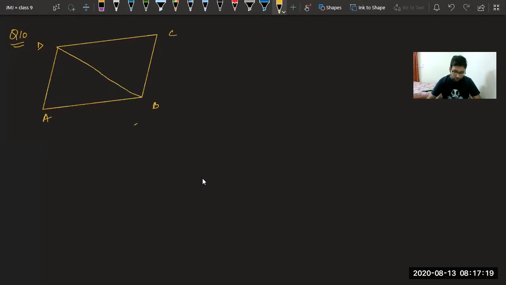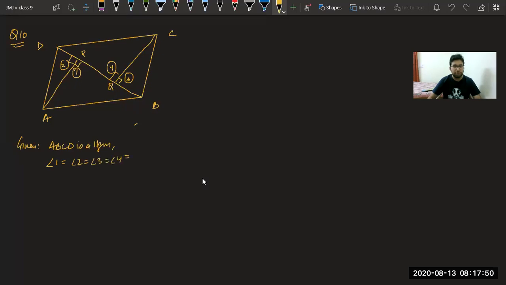So we have two perpendiculars, AP like this, and second perpendicular CQ like this. Given to us, first thing, ABCD is a parallelogram, and second thing is angle 1, angle 2, angle 3, angle 4 is equal to 90 degrees. I am very particular about the given things. Okay, now let's see what is the first part to prove.